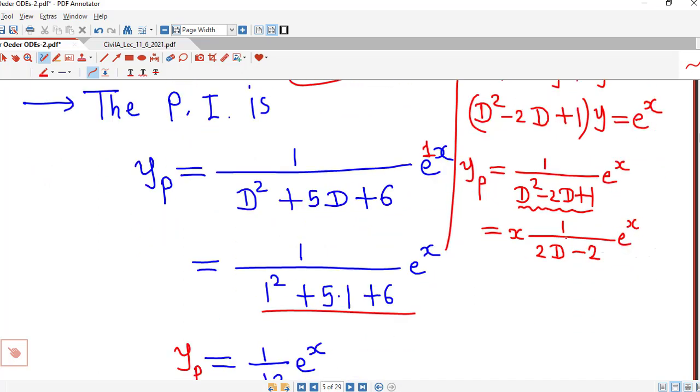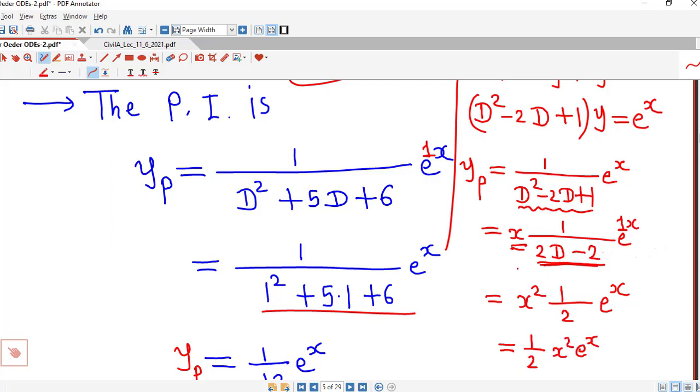Now we again check. We put D equal to 1, where the coefficient of x is 1, and this becomes 0 again. So again we differentiate with respect to D, and here we multiply with x, so we have x square, and here we have e raised to x. So this is our particular integral.